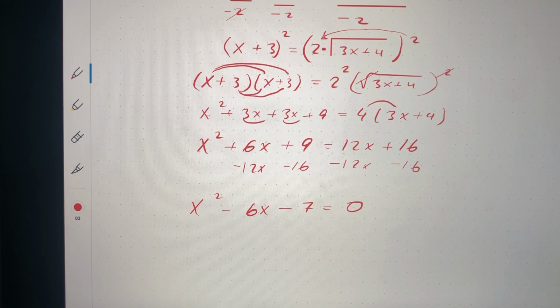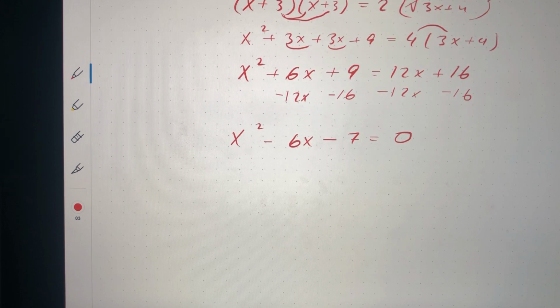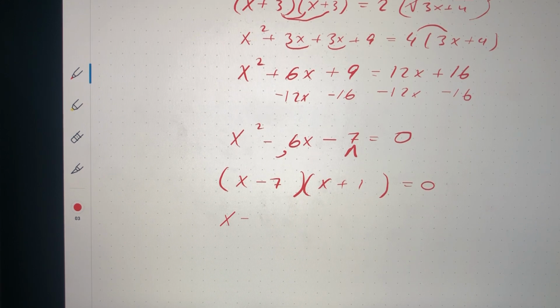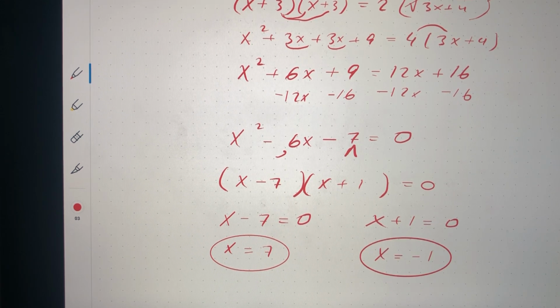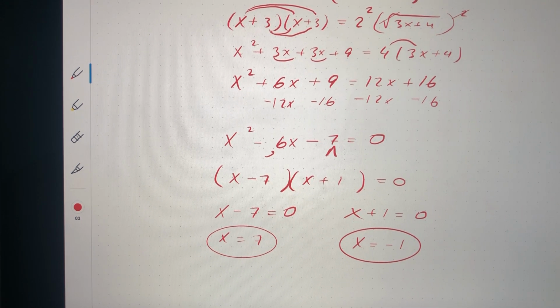We can factor this or use the quadratic formula. Either way would get the same answer. Let's factor because we can find two numbers that multiply to negative 7 and add to negative 6, and that would be negative 7 and positive 1. Now making each one of the parentheses equal to 0, we find our two solutions. The first is 7, the second is going to be negative 1. And we are done, except we have to check our answers to make sure they actually work.